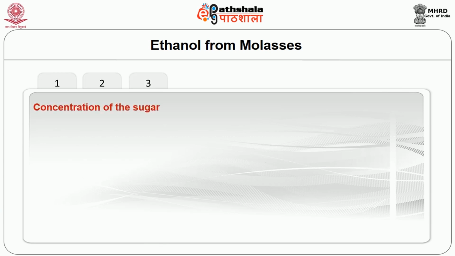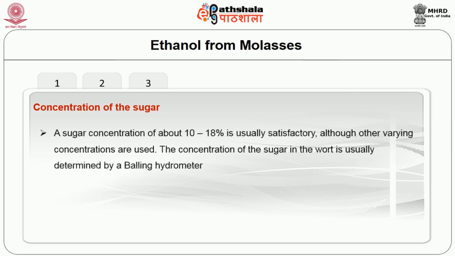And the third step is the concentration of the sugar. A sugar concentration of about 10 to 18% is usually satisfactory, although other varying concentrations are used. The concentration of the sugar in the wort is usually determined by a Balling hydrometer.